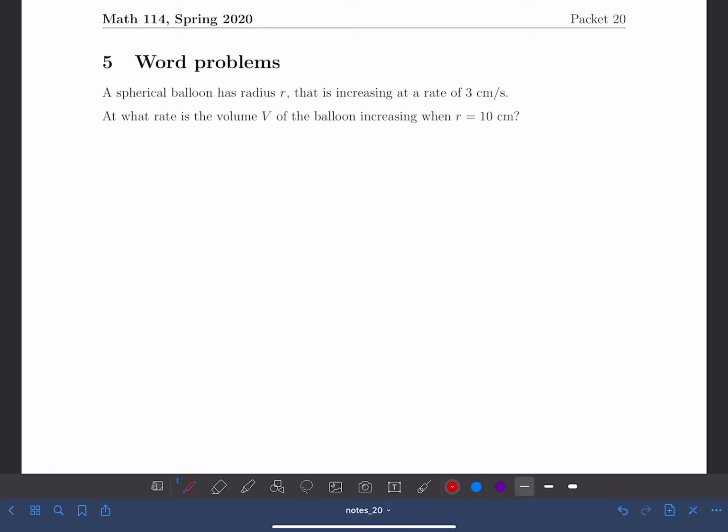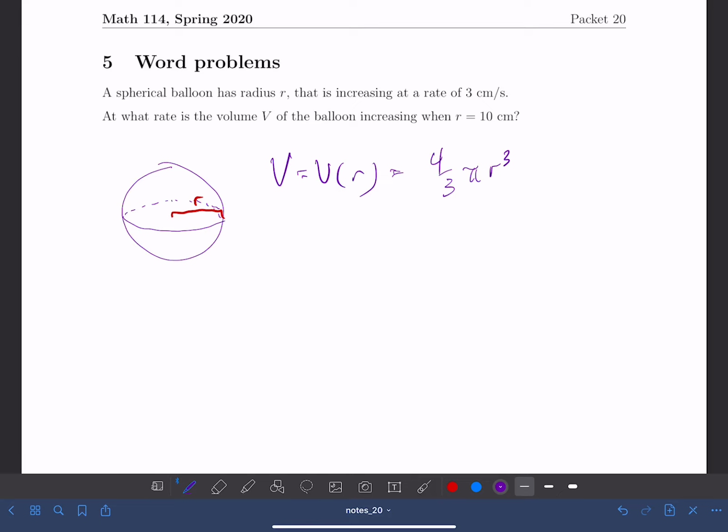I'm going to draw a picture. I think that's the right place to start. So let's draw a sphere. There's a spherical balloon. We're going to neglect the hole in which we're injecting the air. Let's go ahead and label the radius r. At what rate is the volume V of the balloon increasing when r is equal to 10? Okay, well, let's see here. So we should probably go ahead and write down what V is as an expression of r. The volume is determined by the radius, and that's 4/3 times pi r cubed.